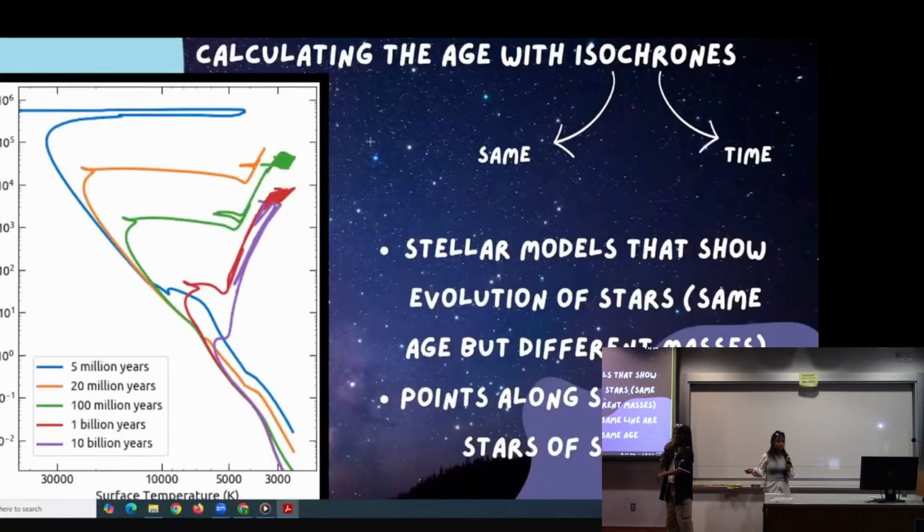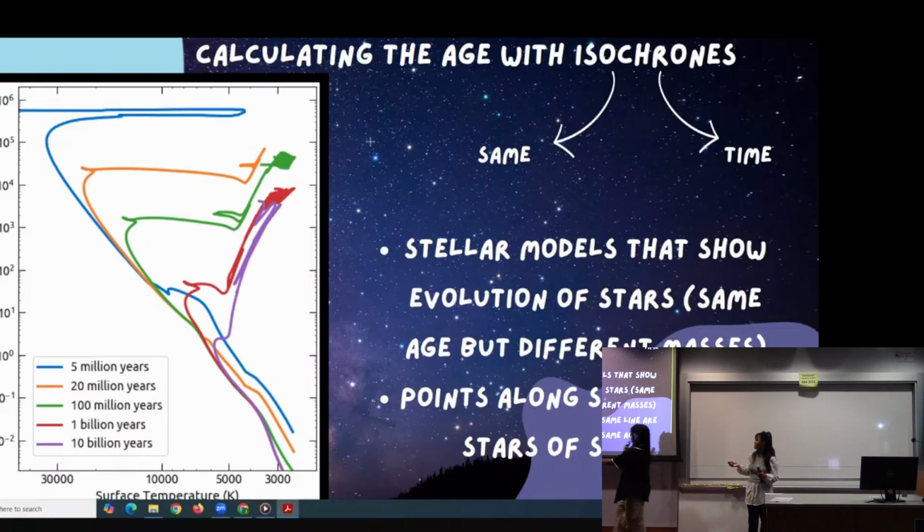All right, now that we have removed the extinction, it's time for us to make an estimate of the age of our cluster. To do this, we use isochrones. But what are isochrones exactly? Isochrones are stellar models that are used to show the evolution of stars. The word isochrone is made of two Greek words: iso meaning same, and chron meaning time. So basically, this model consists of stars that are the same age, but have different masses.